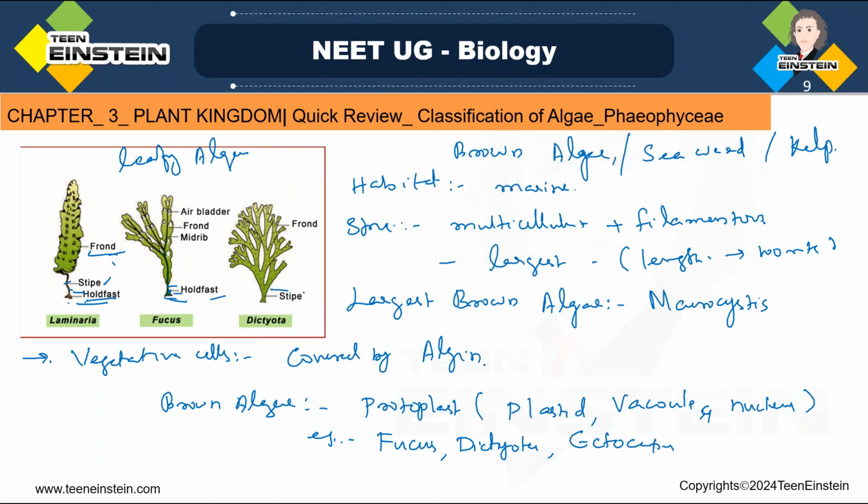Fucus and dictyota you can see here. Then ectocarpus is one more example. Clear? So here you can see the air bladder. When we are talking about the structure of fucus, again here the holdfast is there, and the leaf-like structure which is the frond, and the midrib is there. Then what you can see, air bladders you can see here. Can you see the air bladders here?